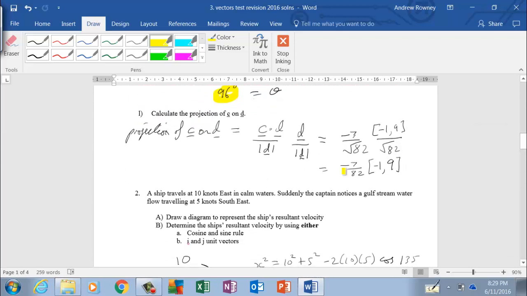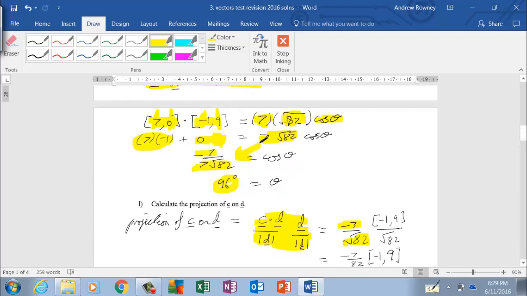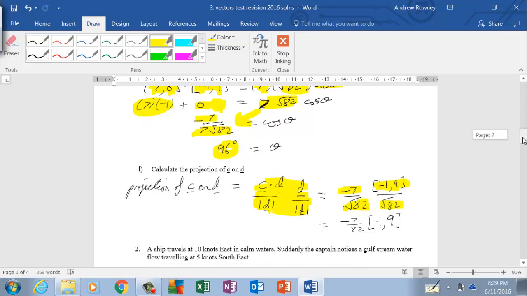Calculate the projection of C on D. The definition is this here. That's the projection vector of C on D. So we've already done C dot D above, and that was, you can see here, minus 7. Divide by the length of D. We've done that. That's sitting up here as the length of D, and this is the vector D divided by the length of D again. So length of D is appearing in two places. Root 82 times root 82 is 82, and so that's simplified.